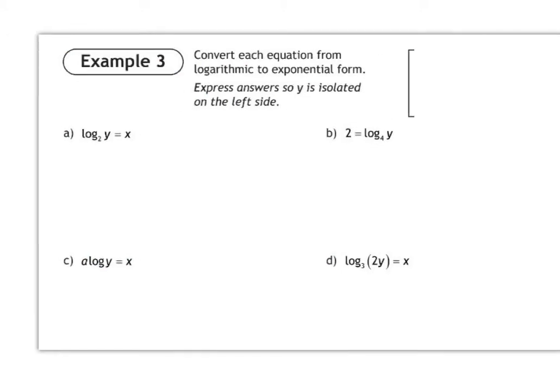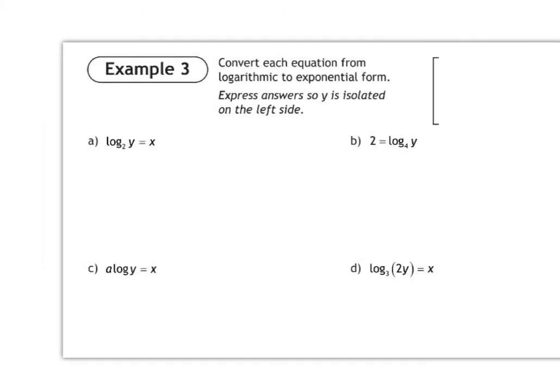This is all about converting. Our goal is to get y by itself in each case, and in some cases we're going to have to do a couple steps to get there. Here we've got nothing with that y, so I can convert this to an exponential. Base 2 exponent x is equal to y, and we're done. For our second one, again, y is by itself, so we don't really have to do a lot. We've got base 4 exponent 2 is equal to y.